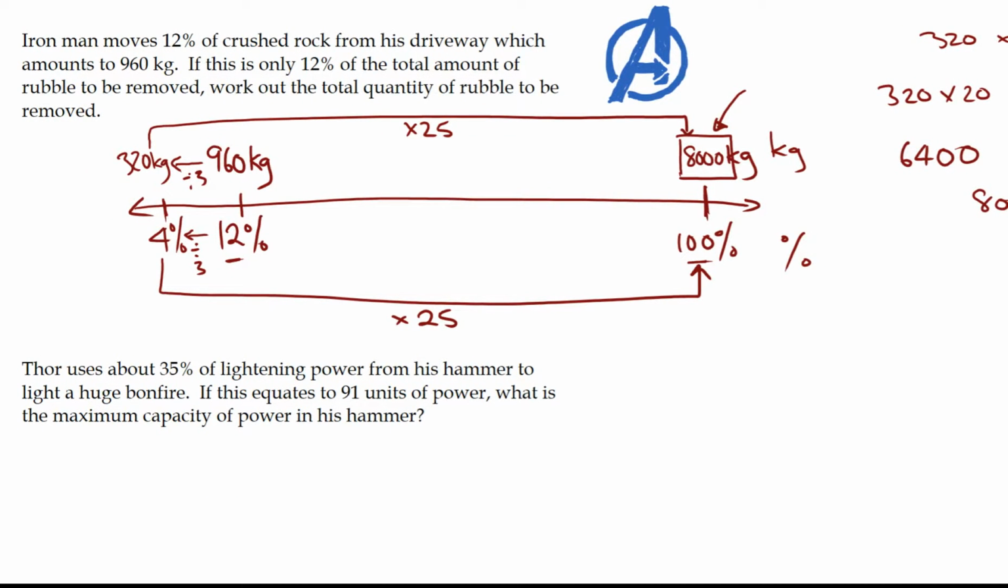Okay, let's have a look at the next question. Thor uses about 35% of lightning power from his hammer to light a huge bonfire. If this equates to 91 units of power, what is the maximum capacity of power in his hammer? If I were to write a short mathematical statement, we're saying that 35% of the total amount of power in his hammer is equal to 91. So the total amount here is 100%.